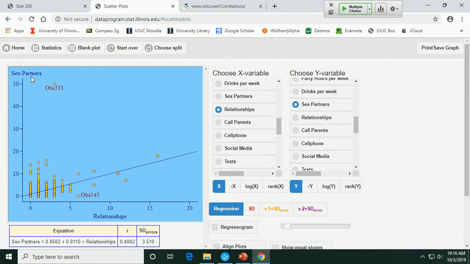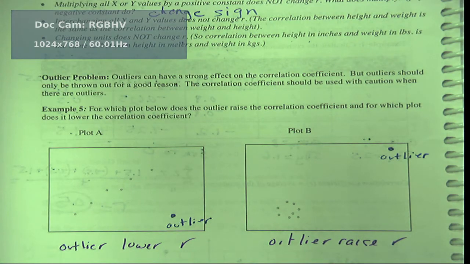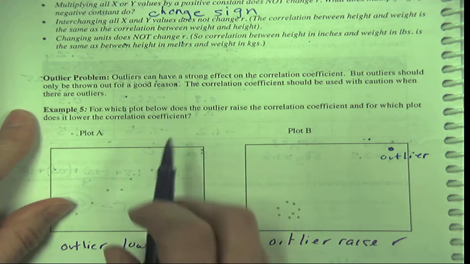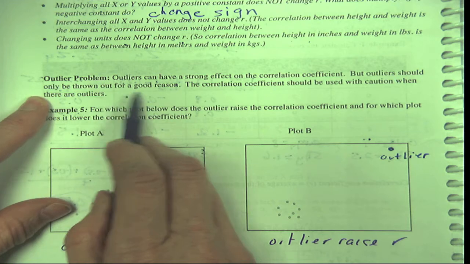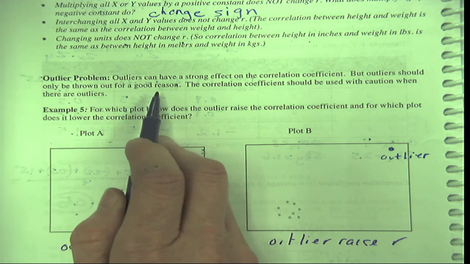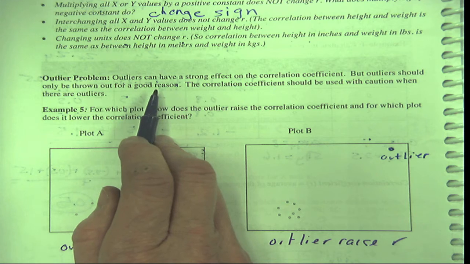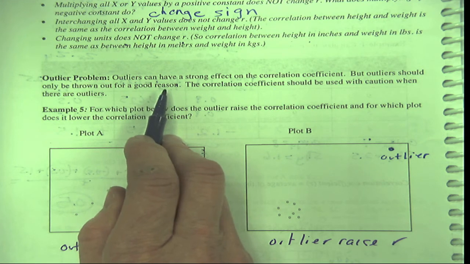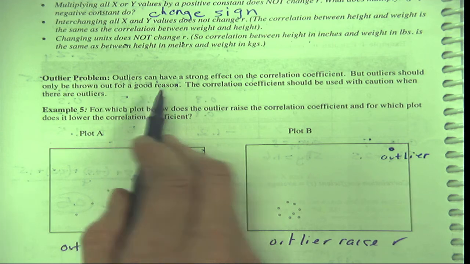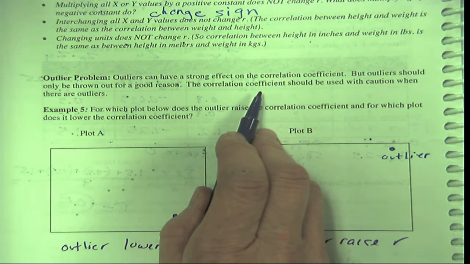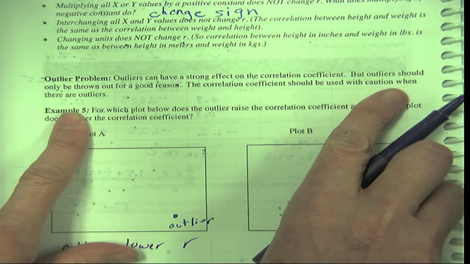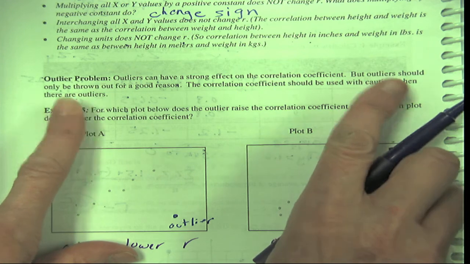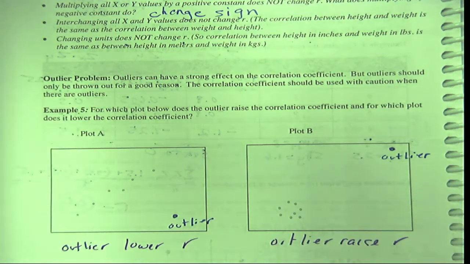So let's go back to the document camera. And so the question I was trying to answer here was: outliers have a strong effect on the correlation coefficient, but they should only be thrown out for a good reason. Don't throw them out just because they're outliers and you want to make a nicer plot. Only throw them out if you think they're lies or typos or something. But you should probably report the correlation coefficient both ways, with and without the outlier, and just realize that if you don't have very many data points, they can really affect your correlation.